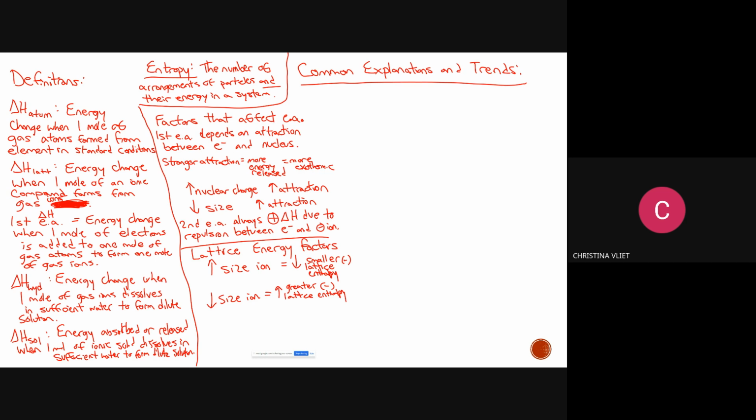And what about the greater the charge? What if I have a greater positive or negative charge on my ion? What would that do to the lattice enthalpy? The higher the charge, like +2 versus +1, the greater the attraction, which means the greater the energy released. Remember, greater attraction is always greater energy released. So greater negative lattice enthalpy or energy.